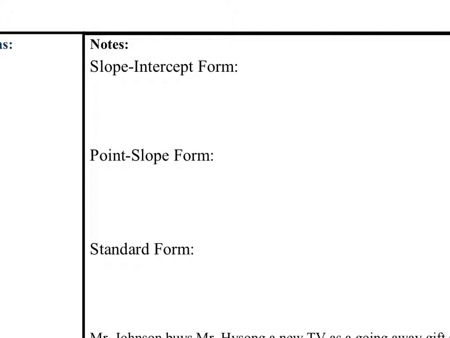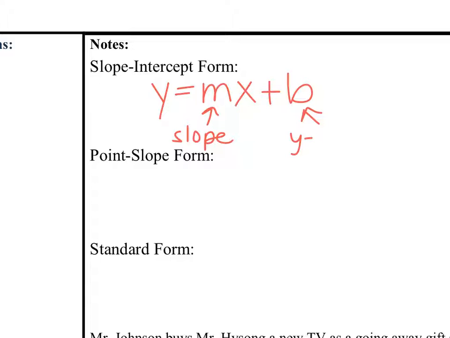Can you please tell the person closest to you, how do we say slope-intercept form? What is it? Slope-intercept form, Colby. Y equals mx plus b. And Xander, what does the M stand for? Slope. And Sathvik, what does the B stand for? Great.